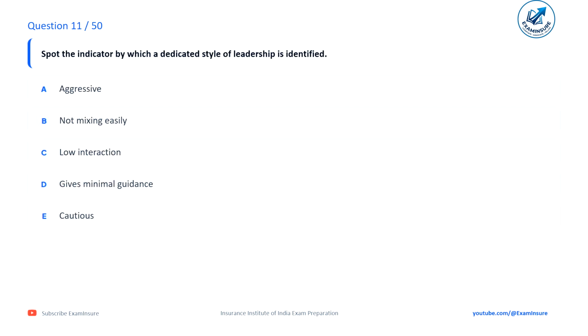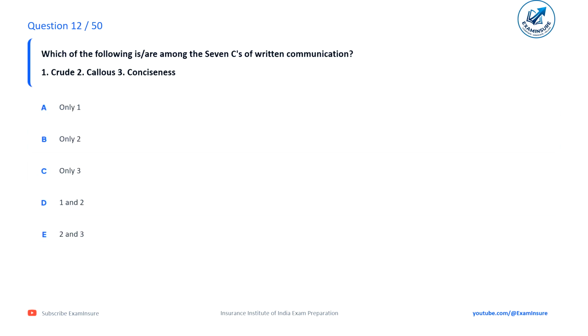identified by the appraisee. Spot the indicator by which a dedicated style of leadership is identified. Aggressive, not mixing easily, low interaction, gives minimal guidance, or cautious. So here the correct answer is aggressive.